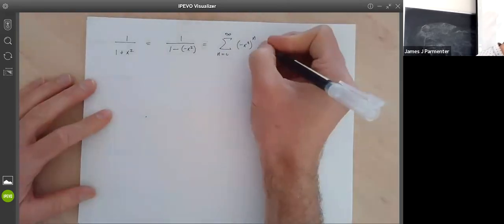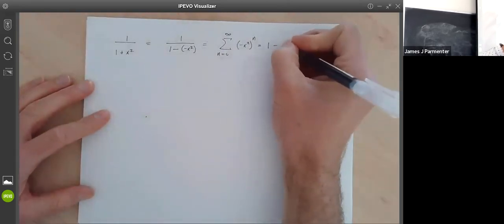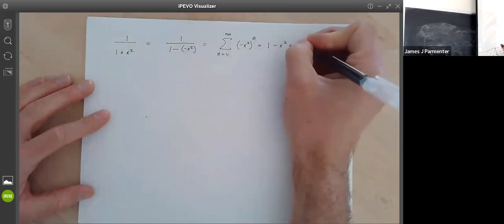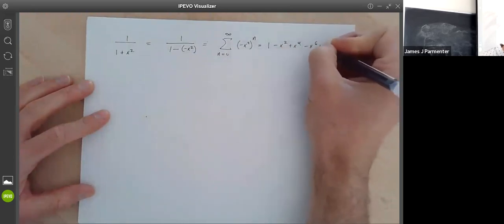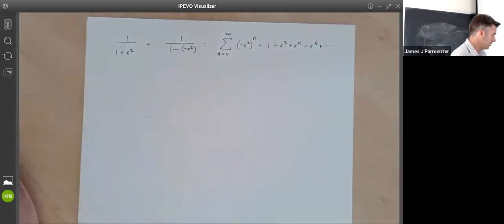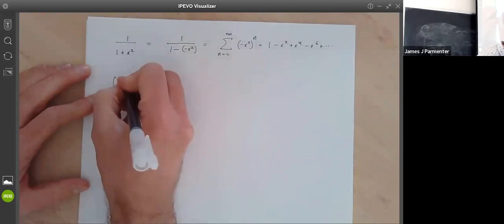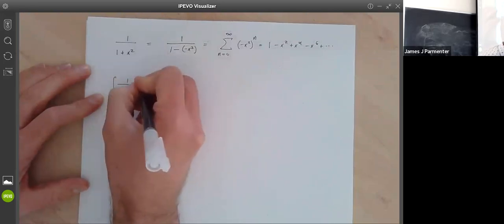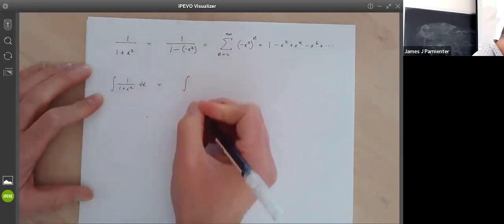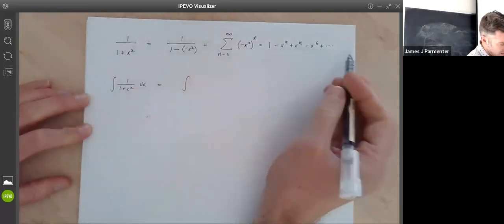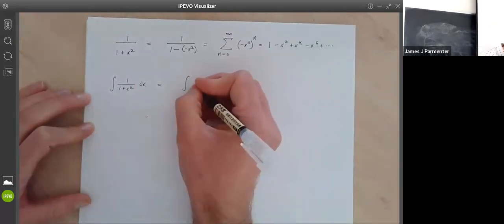Or if you want to write it out the long way, that's going to be 1 minus x squared plus x to the 4th minus x to the 6th, and so on and so on. Great. Now what we're going to do to both sides is anti-differentiate both sides, so that the antiderivative of 1 over 1 plus x squared is equal to the antiderivative of this series. I find it easier to write it out, although really you can do it either way.